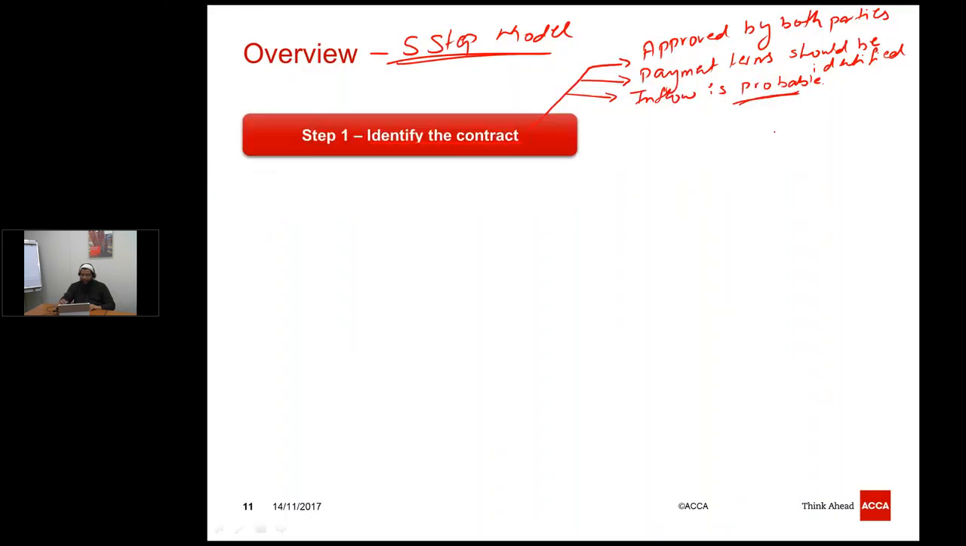Okay. So now there are three important points: it should be approved by both the parties. The payment terms should be identified. What exact amount am I going to pay or going to receive? It should be clearly defined. Third, the inflow should be probable. If the inflow is not probable, we cannot record the revenue.